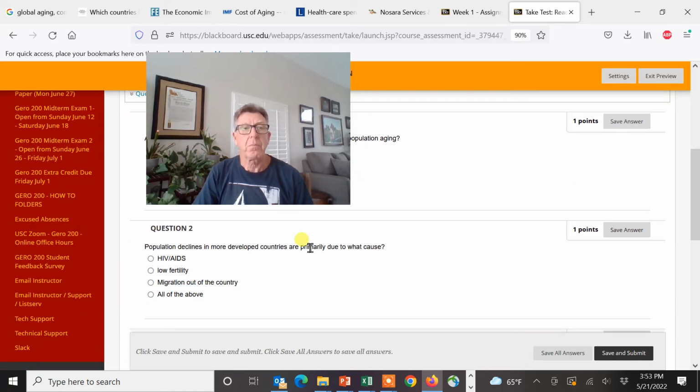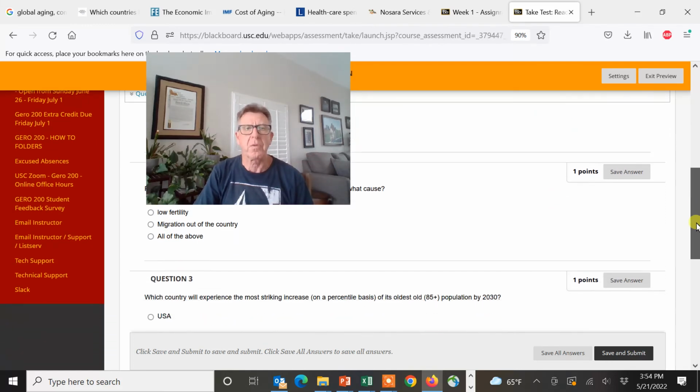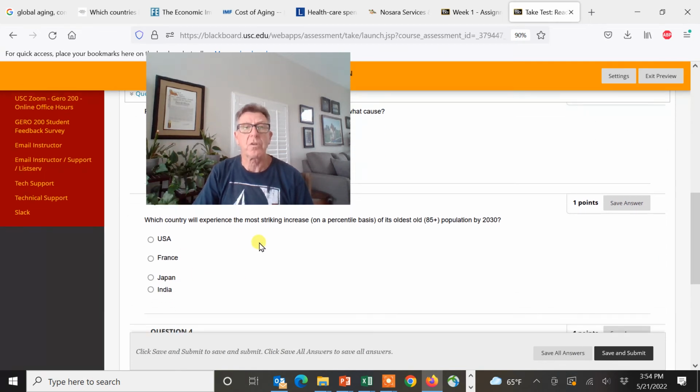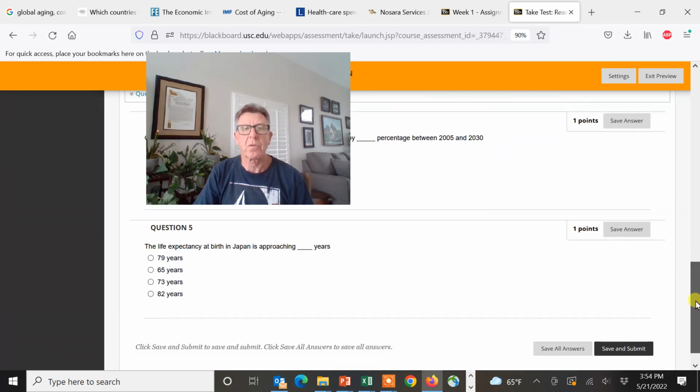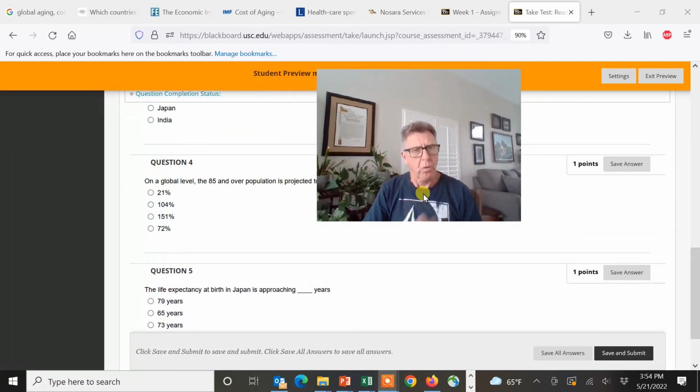Awesome. All right, population declines in more developed countries are primarily due to what cause? People leaving the country? Yes, that happened in Russia. Low fertility? Where are your kids? All the above. So who knows? Take a look at that. Which country will experience the most striking increase? So this is how you do it. Just go boom, boom, boom. There's your questions. You look at the reading, maybe watch this lecture ahead of time, and you're good.